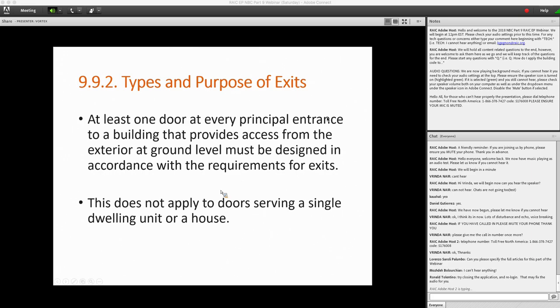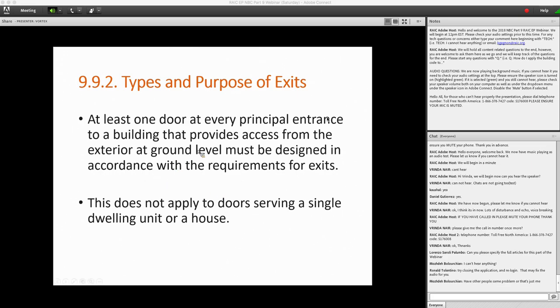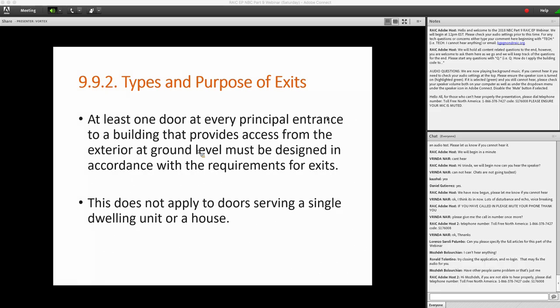Still under types and purposes of exit, at least one door at every principal entrance to a building that provides access from the exterior at ground level must be designed in accordance with the requirements for exit. This is typically applicable where you have a shared egress or multiple suites in a building. So you have to design at least the principal entrance to the building to meet the requirements for an exit. Of course, this will not be applicable to doors that serve a single dwelling unit, a house, or a dwelling unit with a secondary suite.